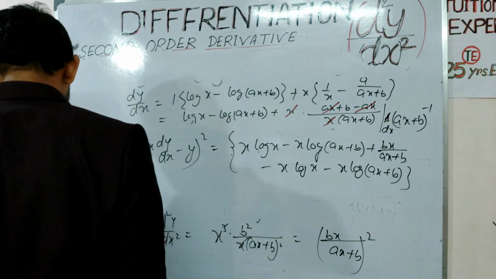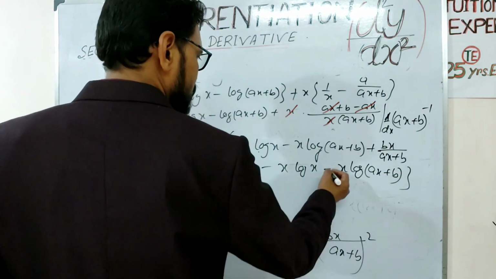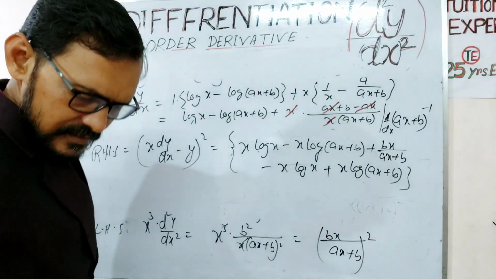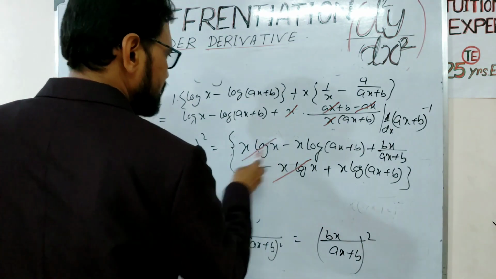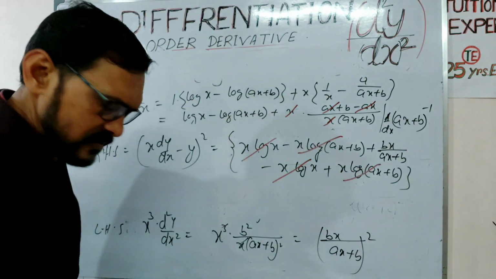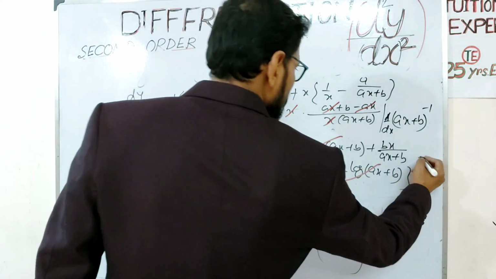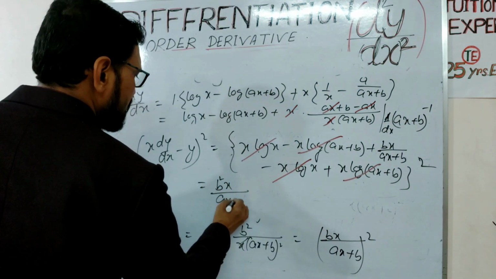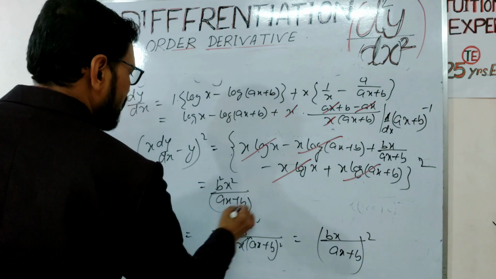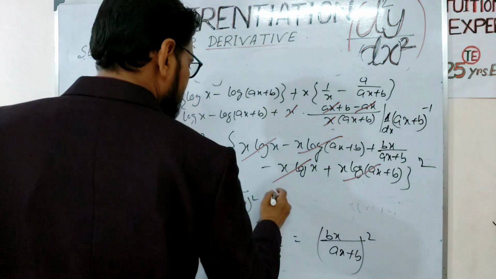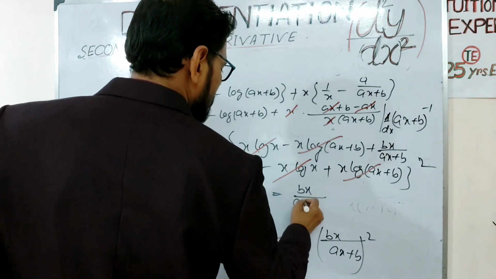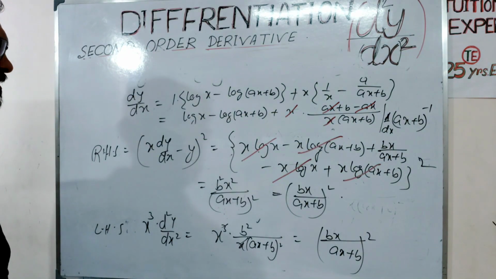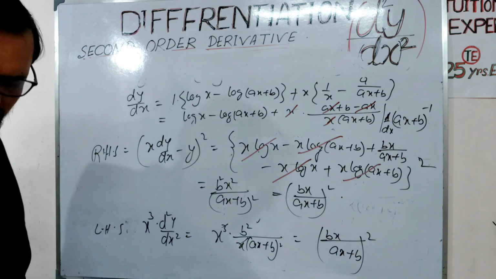This is minus y means plus. So this cancel, this and this cancel. So this equal to whole square. So this equal to b square x square by x plus b whole square. So that is this. So this is the right hand side. In this way it is proved.